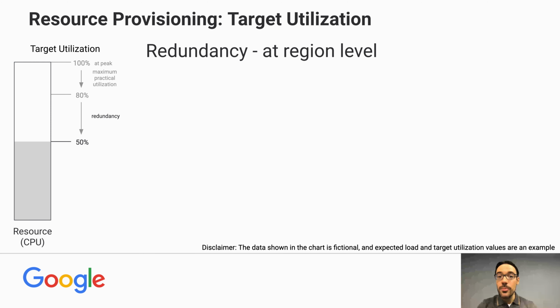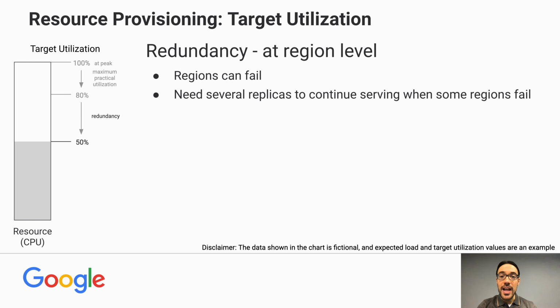A service can also be redundant at region level. A whole region or several of them can go down because of a combination of planned maintenance, a power outage, a network outage, or any other mishap. The service must have replicas in several regions, and it must be provisioned so that when one or more regions are down, the remaining ones are able to serve all the load.